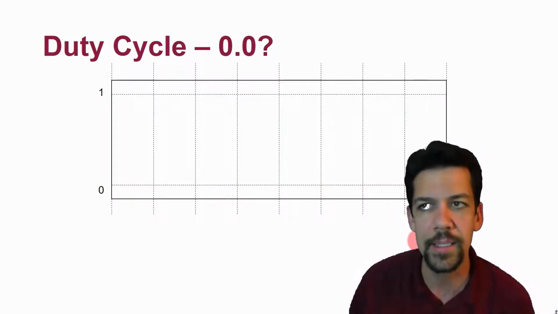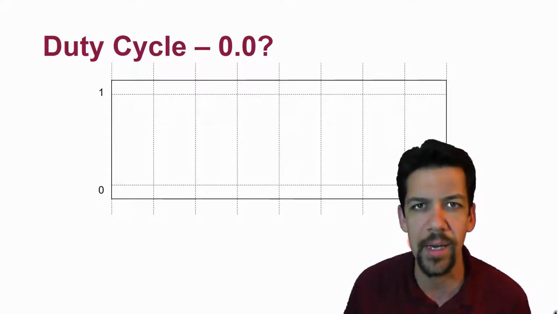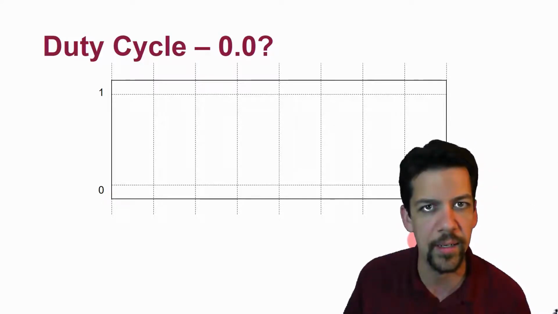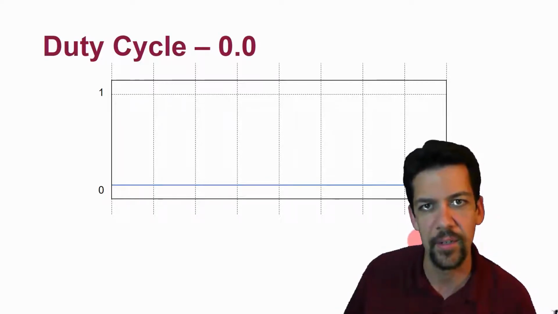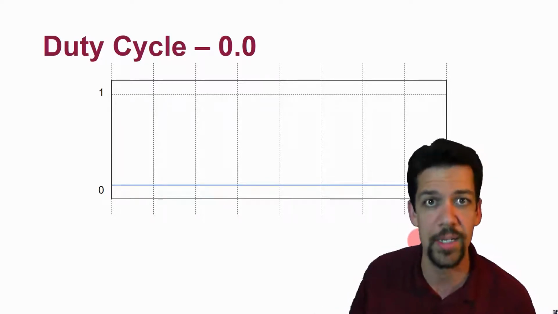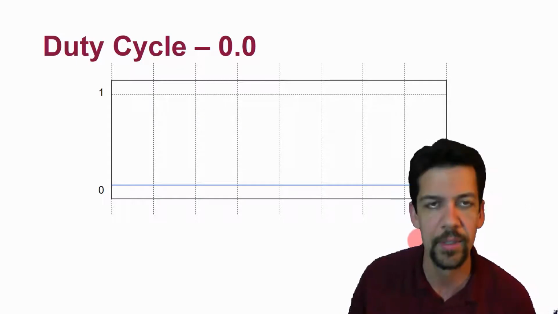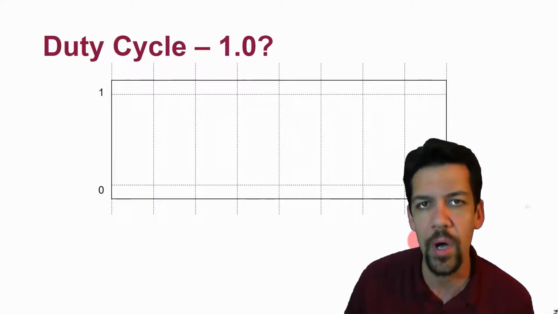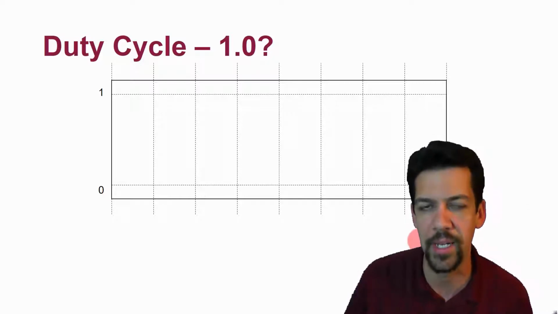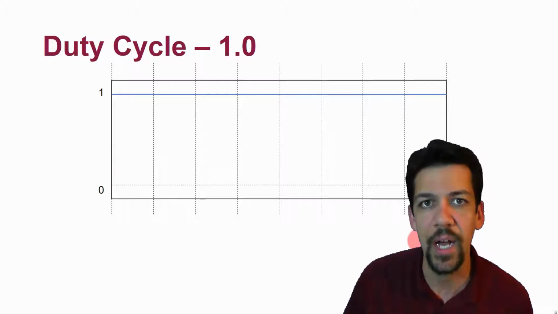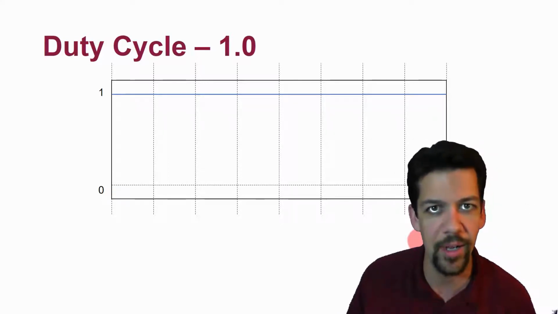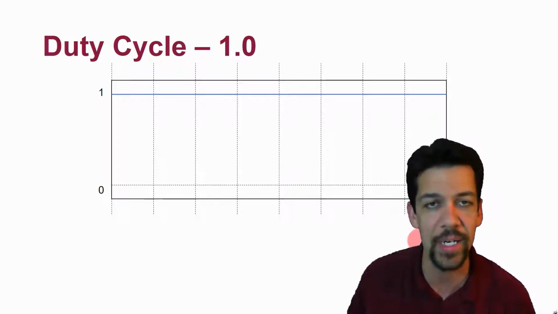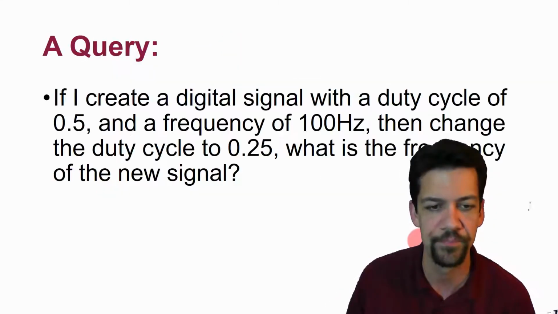Now, let's think. Is there such a thing as a duty cycle of 0? What does that look like? A duty cycle of 0 is just a flat value. There is no on time, so it is always 0. What about a duty cycle of 1? What about a 100% duty cycle? What does that look like? A duty cycle of 100% or 1 is exactly a constant signal of high, so it never goes low.